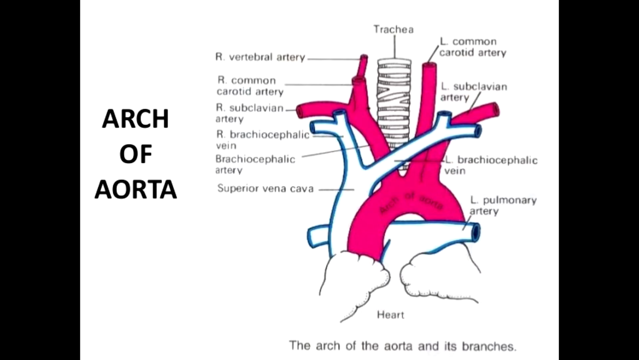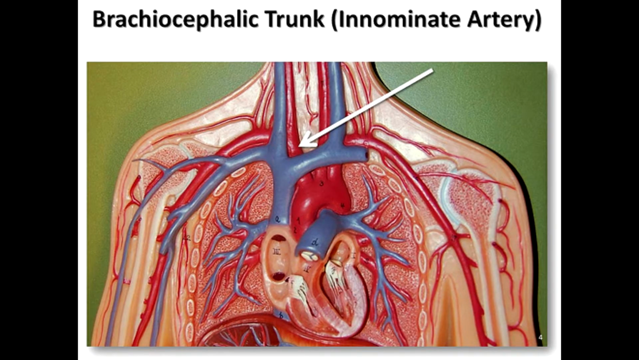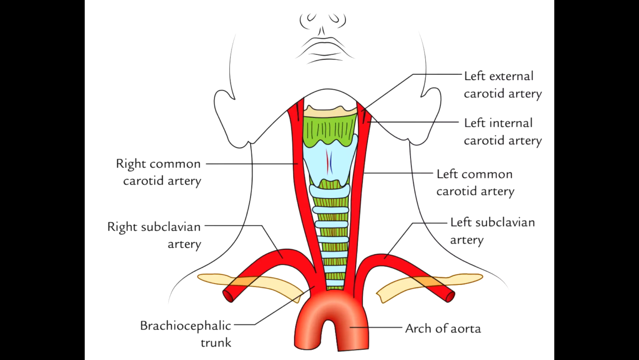Remember that the arch of the aorta has 3 branches, 2 of which provide the blood supply to each side of the head and neck. They include the brachiocephalic trunk or innominate artery, which provides the blood supply to the right upper extremity and right side of the neck and head, and the left common carotid artery providing the blood supply to the left side of the head and neck.